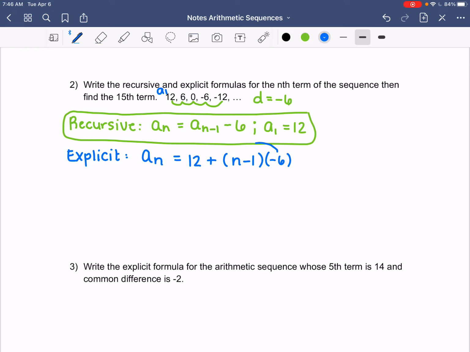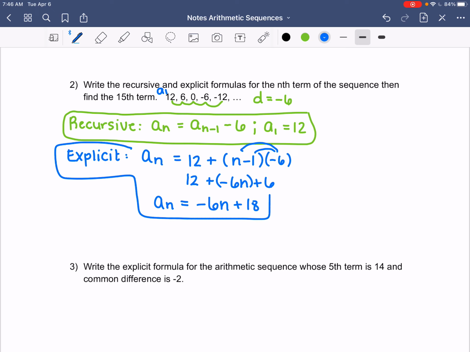So you distribute the d. So I get 12 plus negative 6n plus 6. I shouldn't have written plus negative 6n, but that's okay. Then you're going to have a sub n equals, I always put my n first, negative 6n, and then 12 plus 6 is 18. So this one is my explicit formula.